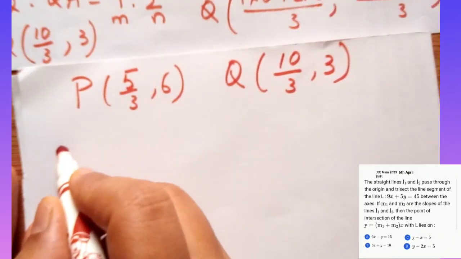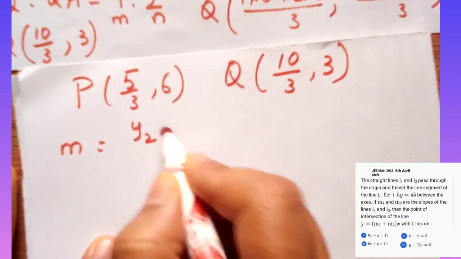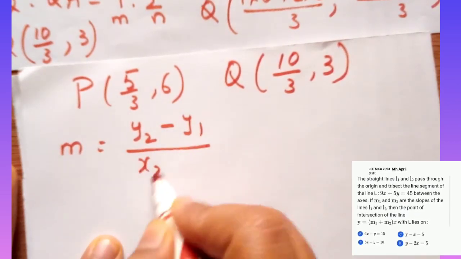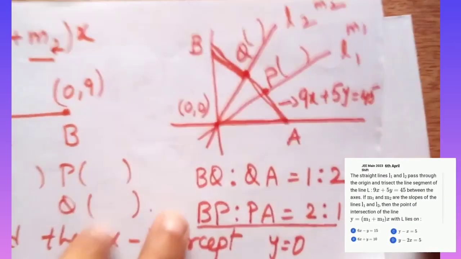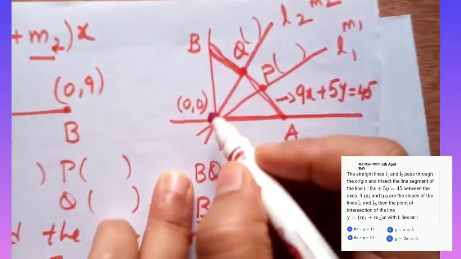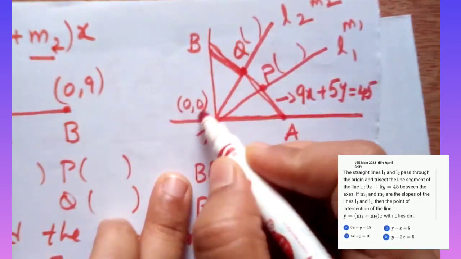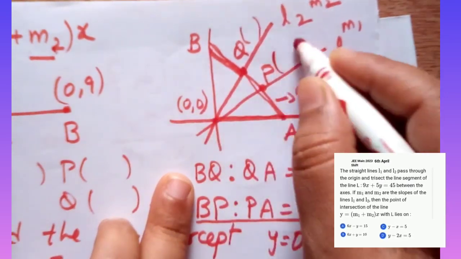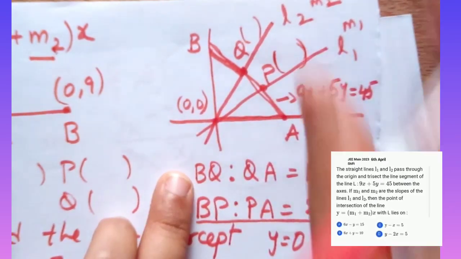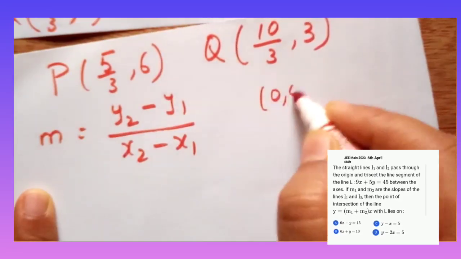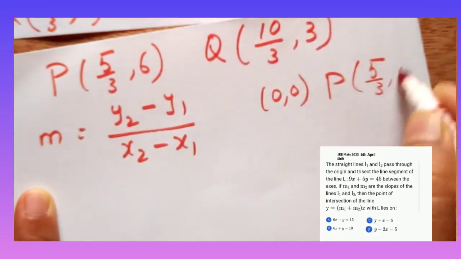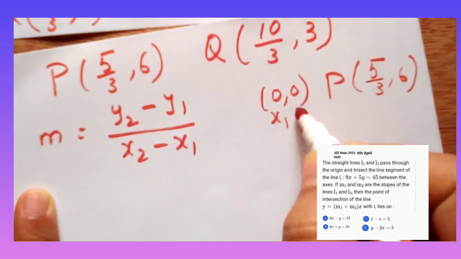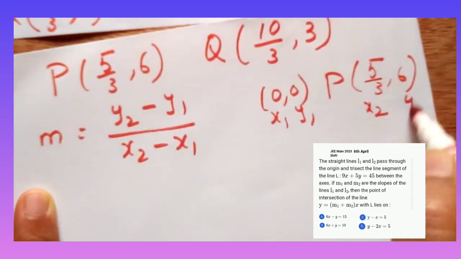To find the slope, what is the formula? y2 minus y1 by x2 minus x1. You have to find the M1 first. So this is M1 and you have a point origin 0, 0 and the P point. Using these two, now find the M1. Origin is 0, 0 and the point is 5 by 3, 6. So this is our x1, y1. This is our x2, y2.